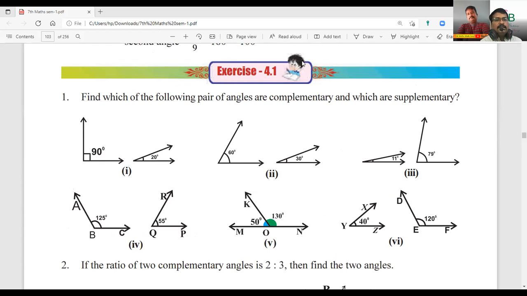I'm going to take another color. All right. So 125 plus 55 is nothing but 180 degrees. That's why we can call them supplementary angles. Next, 130 and 150. We can call them supplementary angles.